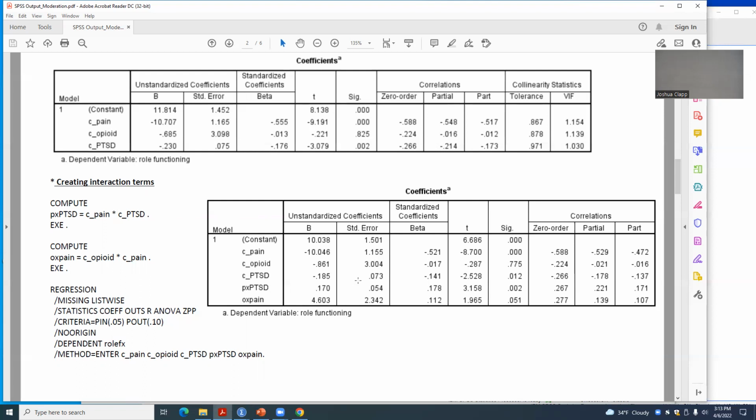And we have our unstandardized coefficients, our p-values, our part and partial correlations, all fine stuff there. Then opiate use times pain. Basha, what does that mean?